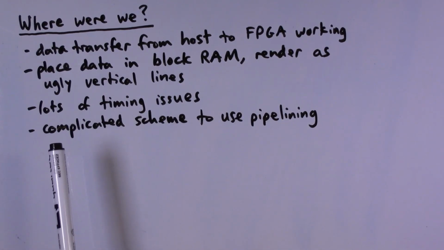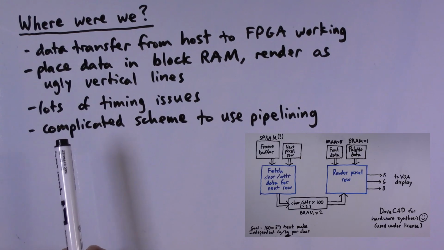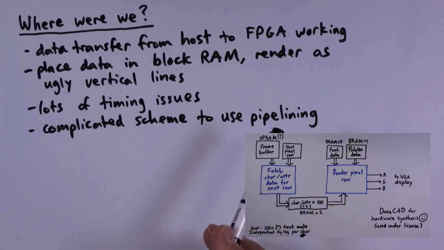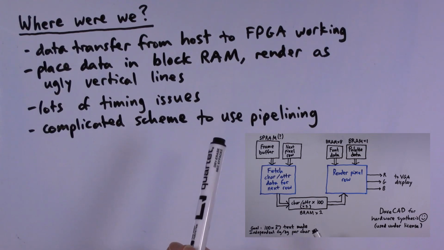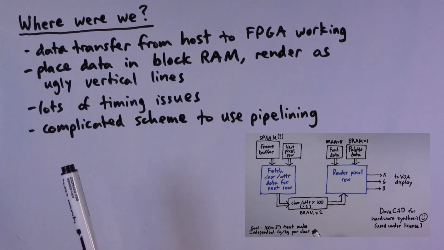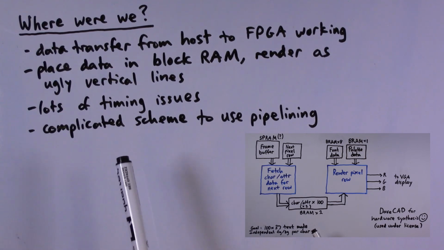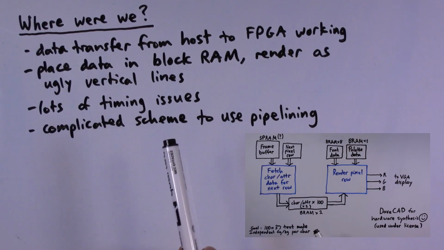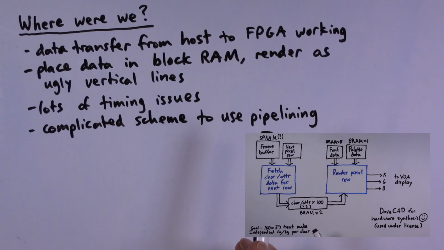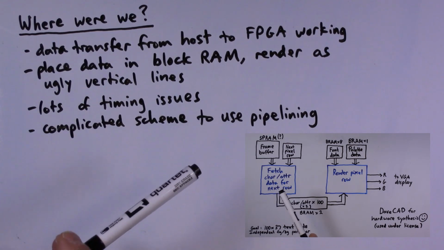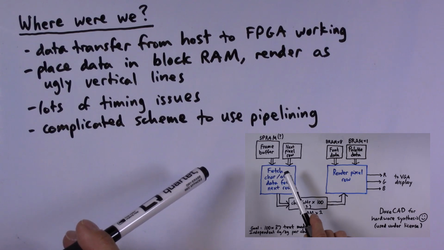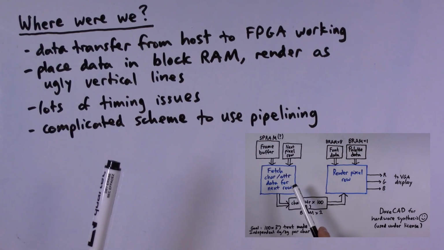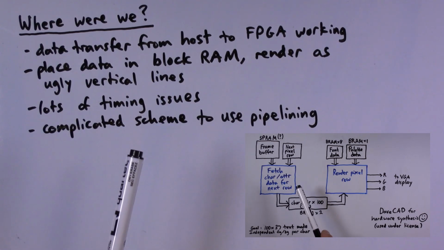Then we implemented, or at least proposed, a complicated scheme to use pipelining to separate the graphics pipeline: the processing of text characters, rendering them as pixel data, and all that stuff. We had a complicated scheme to build a pipeline using block RAMs, and here's a little excerpt of the video where I described that scheme, and it all seemed pretty daunting.